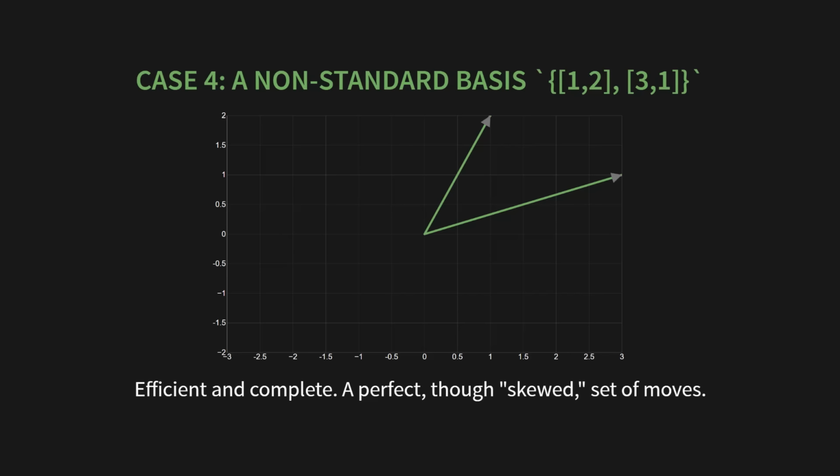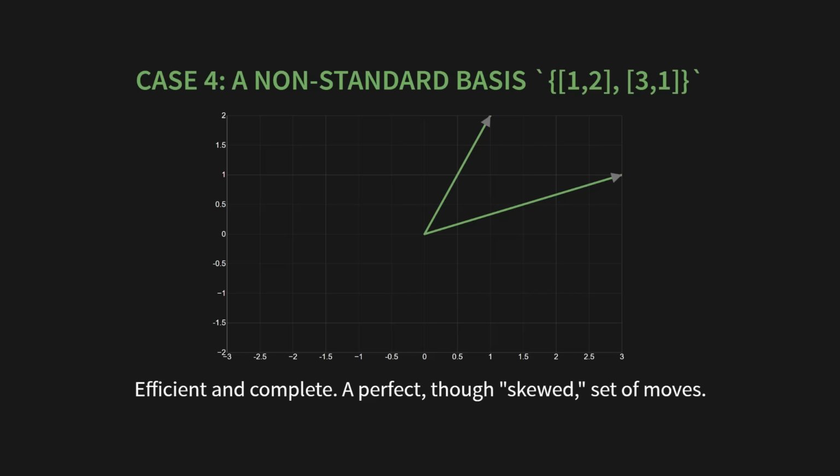Case 4. A non-standard basis. The vectors are (1, 2) and (3, 1). Does it span the plane? Yes, they point in different enough directions. Are they independent? Yes, you can't make one from the other. So is it a basis? Yes, it's a perfect, efficient, and complete set of moves, even though they're a bit skewed.